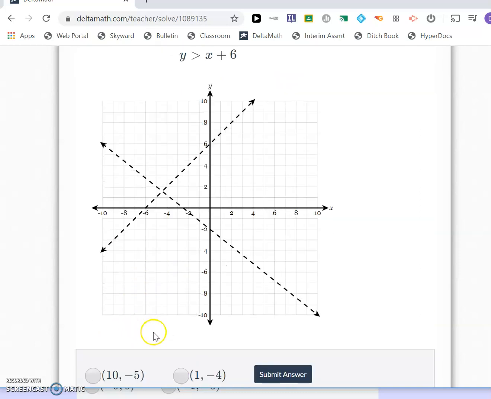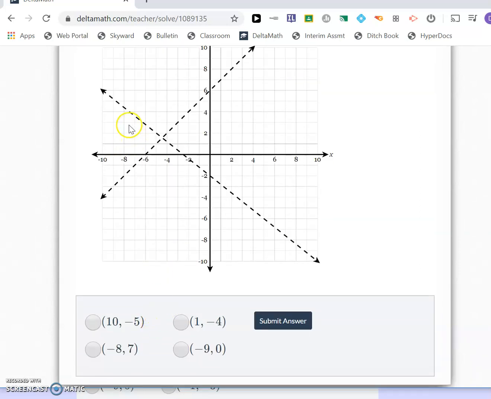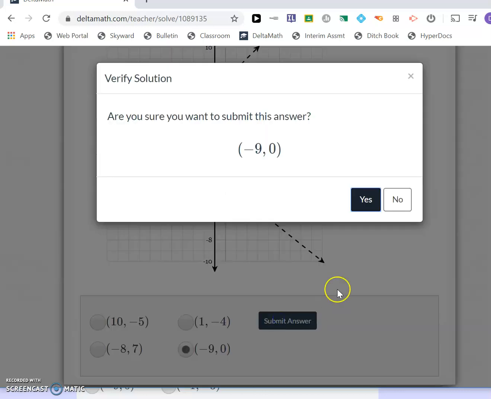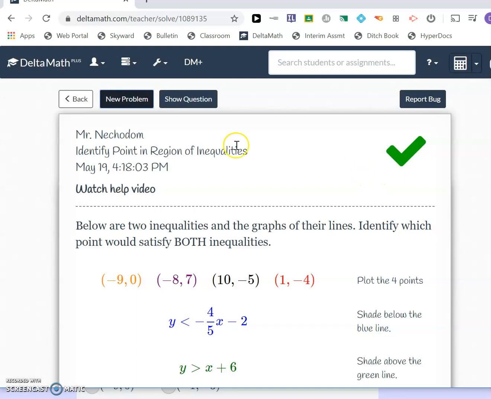So which of these points is going to fit in this region right in here? Well, let's see. 1, negative 4 is not going to be, it's going to be down here. Right about there, so that wouldn't work. 10, negative 5, no. Negative 8, 7, that's up here somewhere. But negative 9, 0 would be right here, so that one's going to be the answer. Okay, all right, well, I hope that helps.